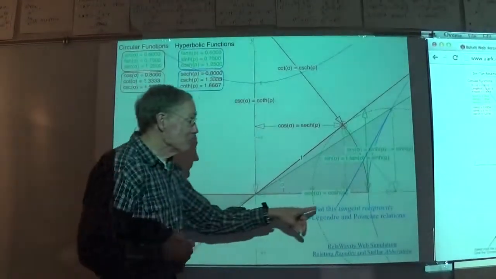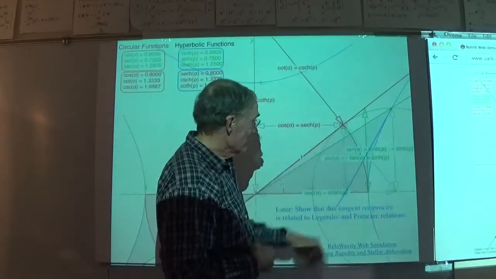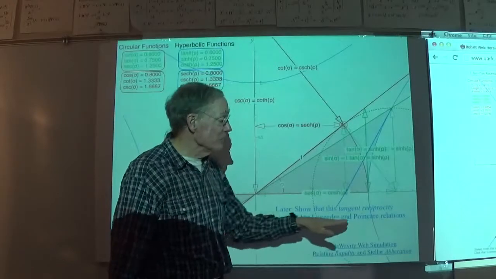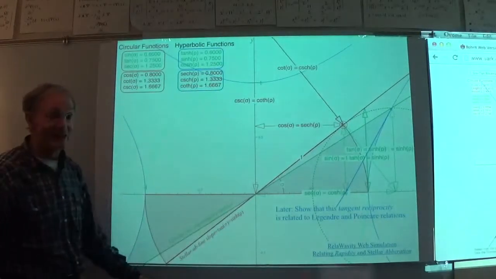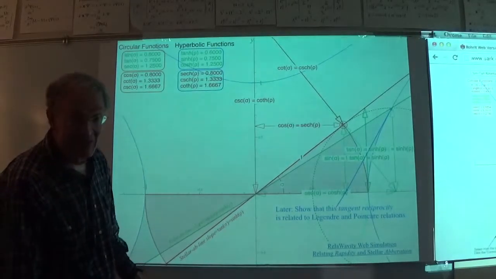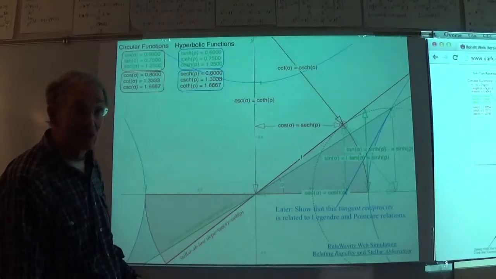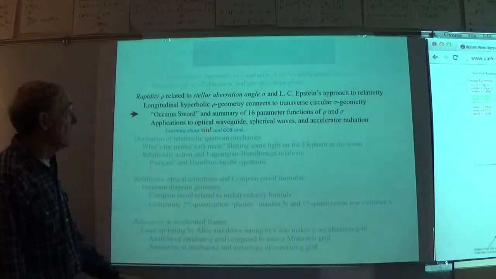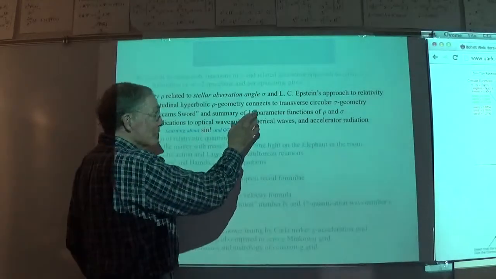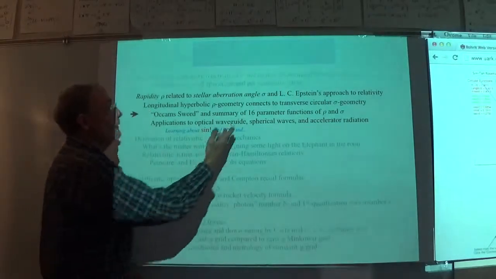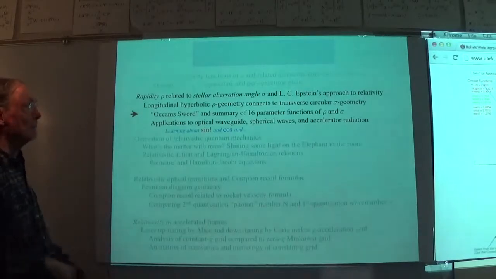Now this tangent reciprocity right here, where they cross, is very important. That is connected with Legendre and Poincare relations. It's just high school geometry, and so is all of relativity and quantum mechanics at the fundamental level. So I'll now go ahead and finish with these 16 incestuous parameter functions. They're all functions of each other in really marvelous ways.